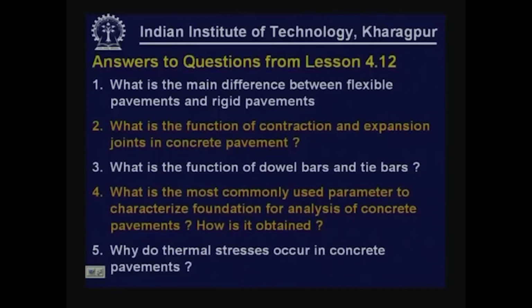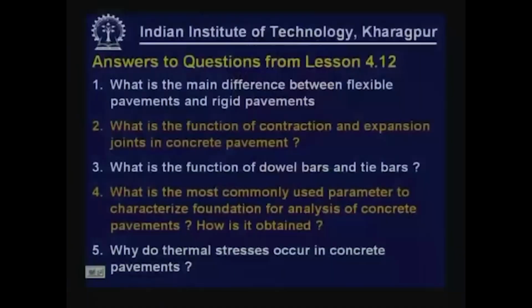Now let us see the answers for questions that were asked in lesson 4.12. What is the main difference between flexible pavements and rigid pavements? Compared to flexible pavements, rigid pavement has got a very stiff slab. The deflection is negligible compared to the deflections that flexible pavements undergo. This is the main difference. As a result, the stiffness of the slab is predominant in terms of explaining the performance of the pavements compared to flexible pavements. So the foundation strength in the case of rigid pavement is not so important as it is in the case of flexible pavements.